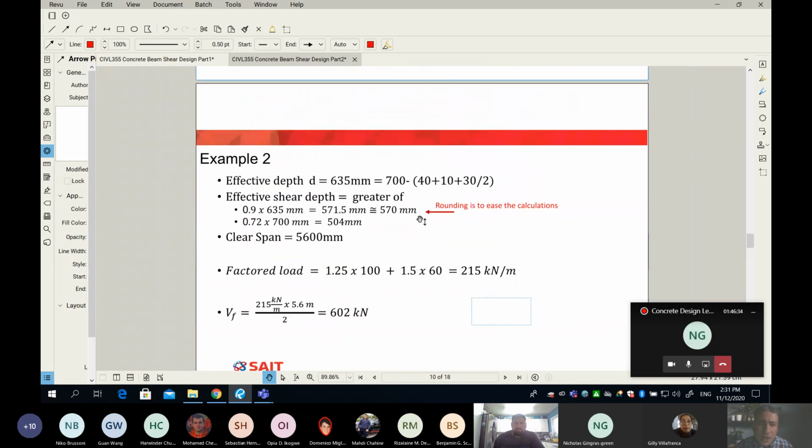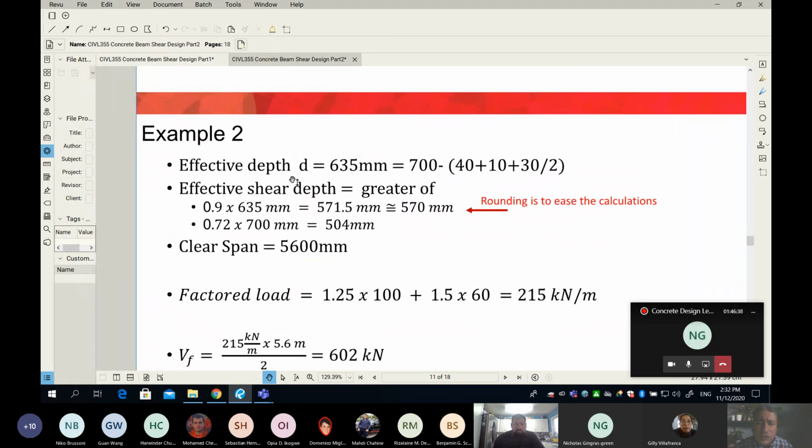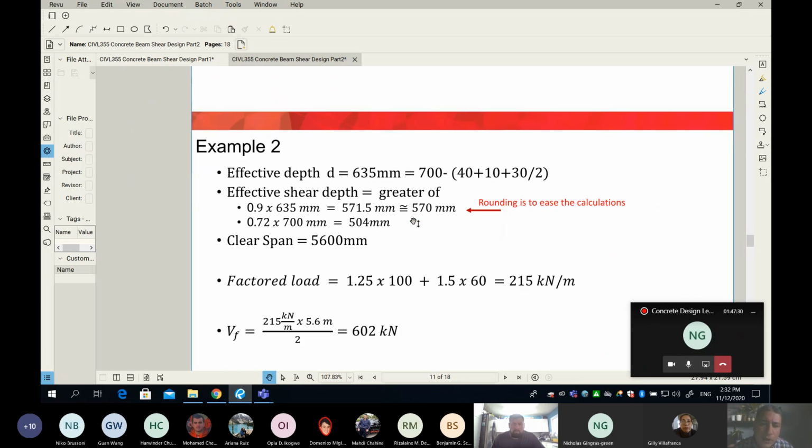Let's go. Guys, number one, as usual, you need to find your d, the effective depth: h minus cover, minus stirrup, minus half bar. You'll get 635. From the effective depth, you find the effective shear depth, which is the greater of two numbers, 90% of d or 72% of h. Then you take the maximum, and here the number was 571.5. However, in my calcs I chose 570, and I wrote the reason: rounding is only to ease the calculation, and you will see where I point it out. So I just ignore 1.5 mm, very tiny.